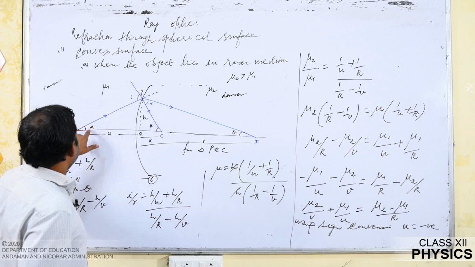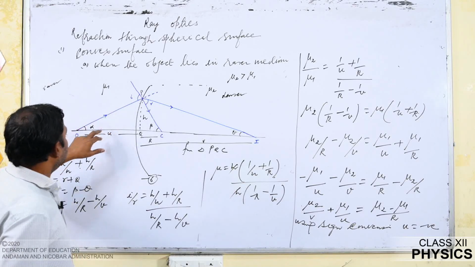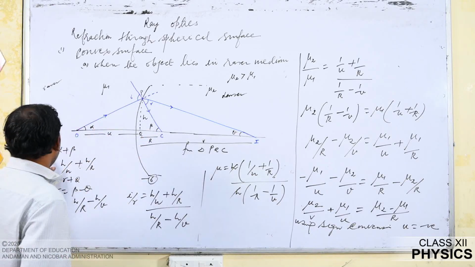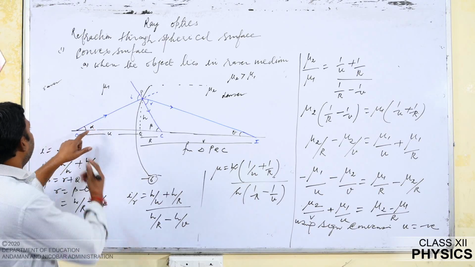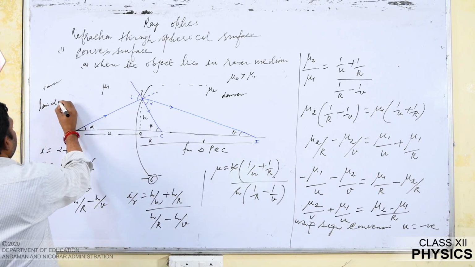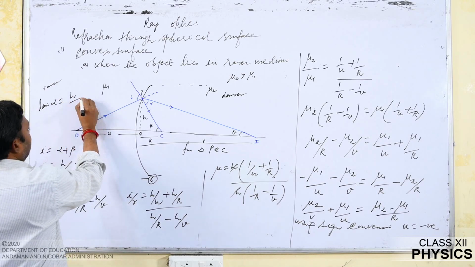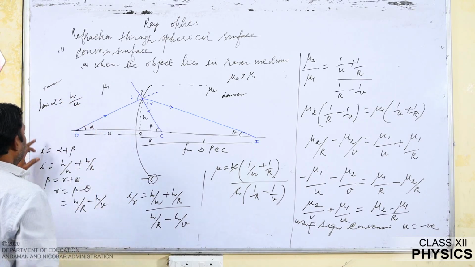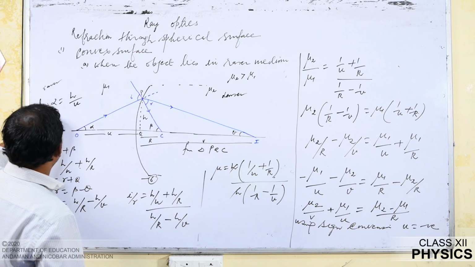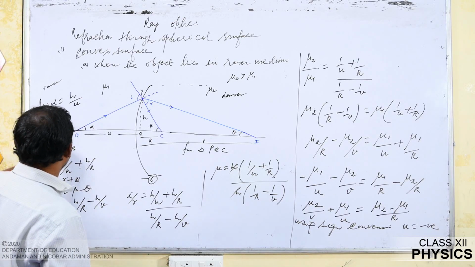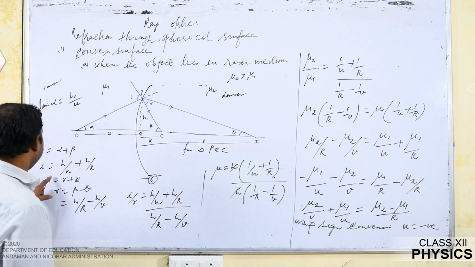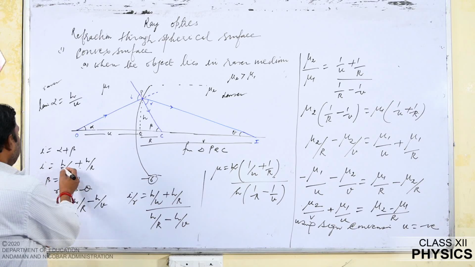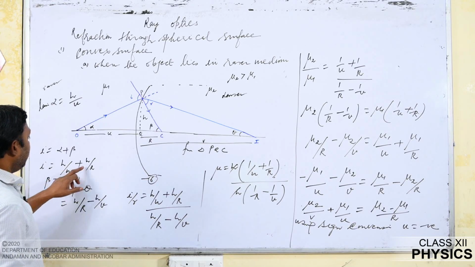Now from the triangular property, exterior angle is equal to sum of interior opposite angles, therefore i is equal to alpha plus beta. Now from the triangle, tan alpha is equal to h divided by u. For small angle, tan alpha can be written as alpha, therefore alpha is equal to h by u, and similarly beta is equal to h divided by r, which gives i is equal to h by u plus h by r.